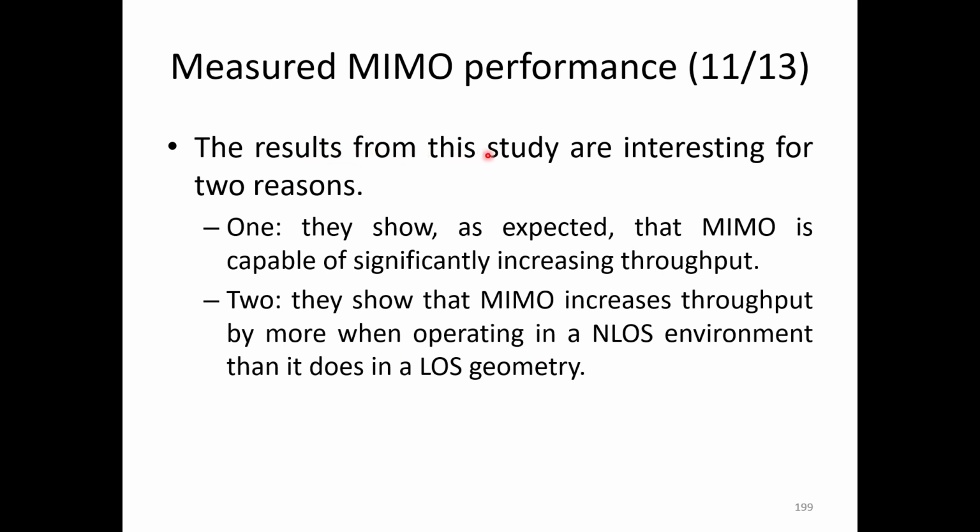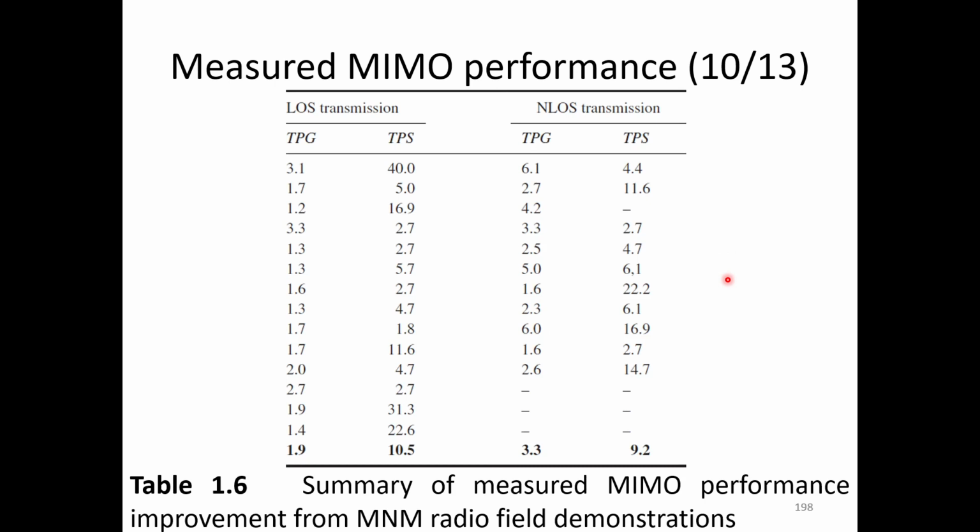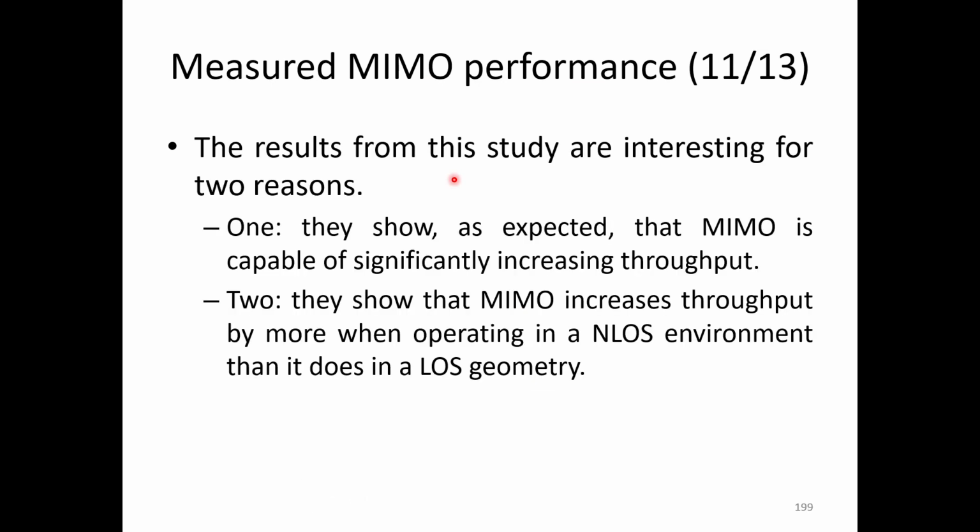The results from this study are interesting for two reasons. One, they show, as expected, that MIMO is capable of significantly increasing throughput. Okay, you can see that for line of sight the mean throughput gain is equal to 1.9, which is greater than 1. And for the non-line of sight transmission, the throughput gain is 3.3, also greater than 1. Okay, so MIMO has higher throughput than that of SISO.